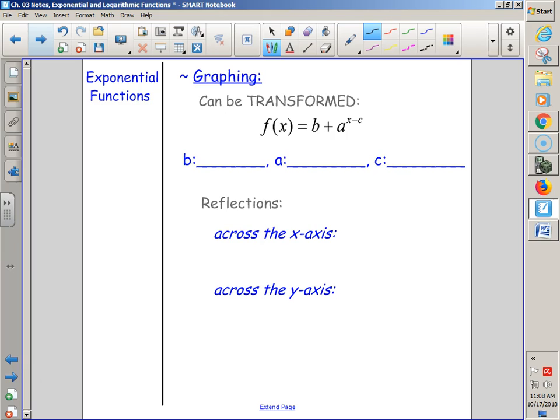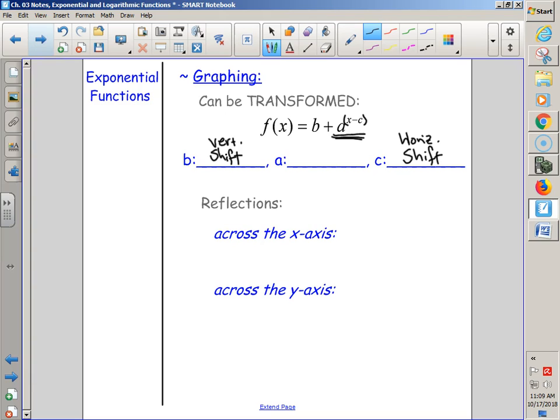So once we have the parent graph, and then we say, oh, you know what? Stuff can happen. More stuff can happen than what's up here, but this is just a quick reminder of the basic things that you'll see. You might see a vertical shift. That would be adding a constant outside of the exponential. You can see the exponential right there with its little argument up there. So adding outside of that would be a vertical shift. Subtracting inside of that will be our horizontal shift.